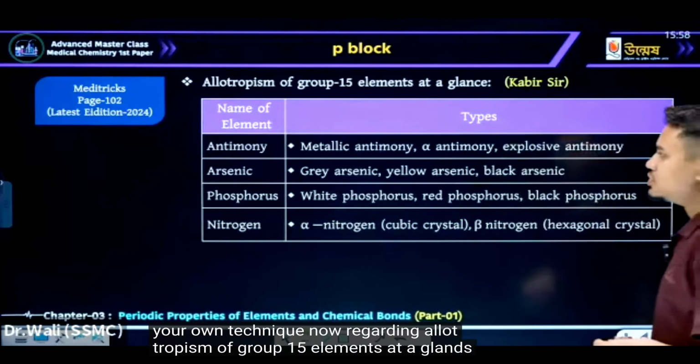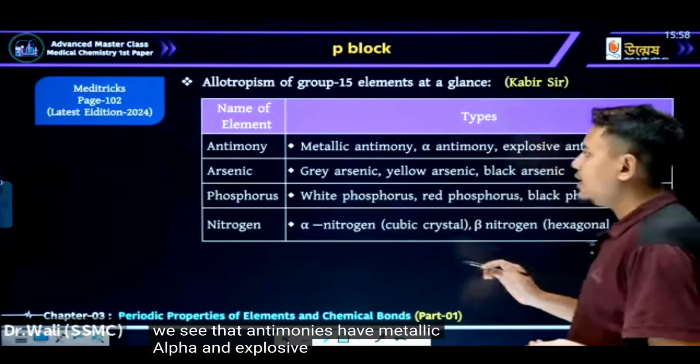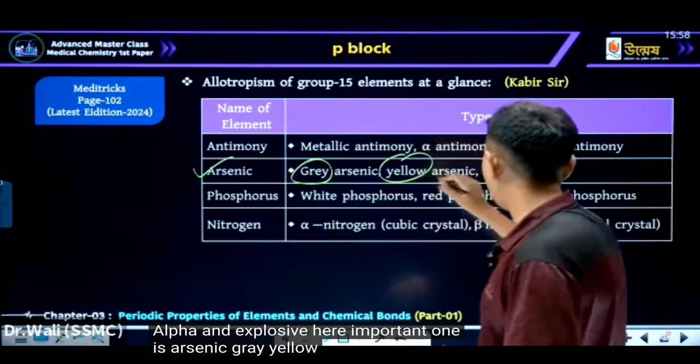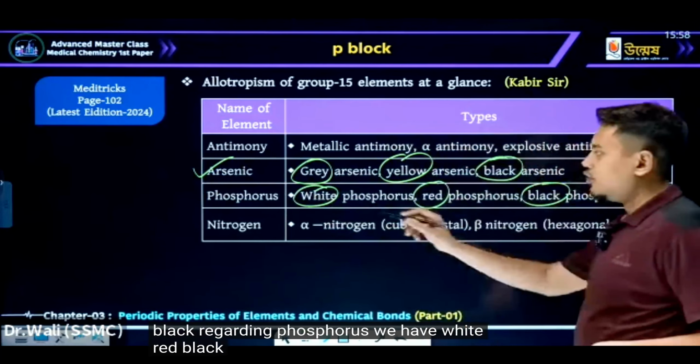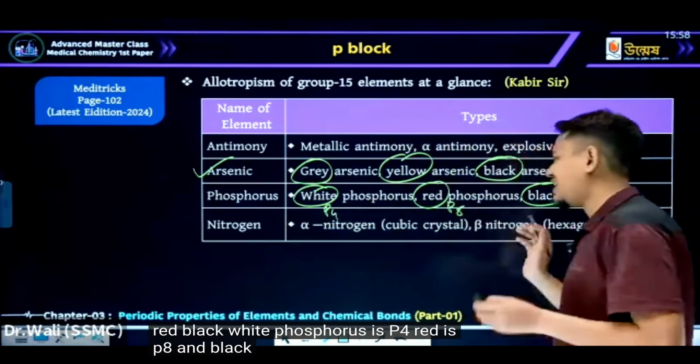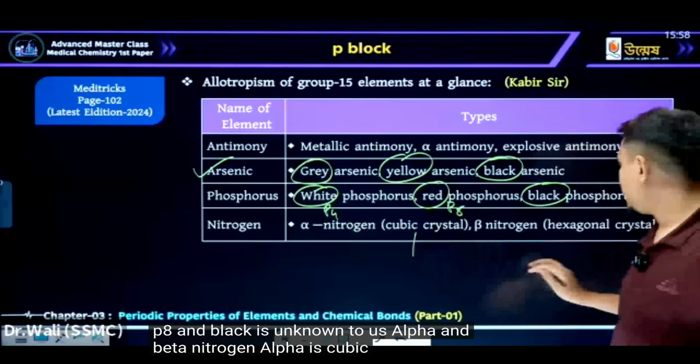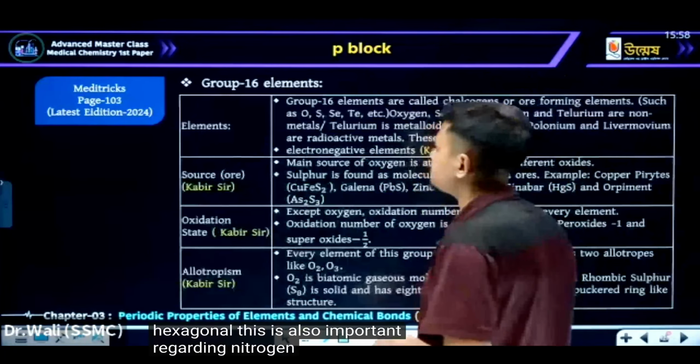Now, regarding allotropism of group 15 elements at a glance, we see that antimony has metallic, alpha, and explosive forms. Here, the important one is arsenic: gray, yellow, black. Gray, yellow, black. Regarding phosphorus, we have white, red, black. White phosphorus is P4, red is P8, and black is unknown to us. Alpha and beta nitrogen. Alpha is cubic, beta is hexagonal. This is also important regarding nitrogen.